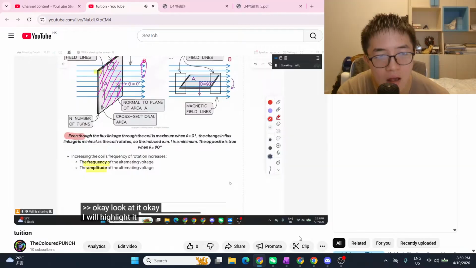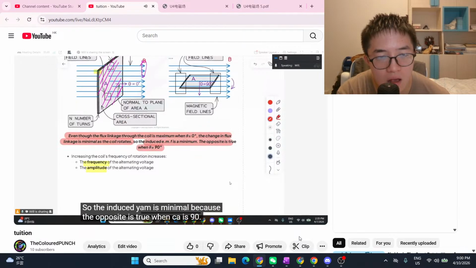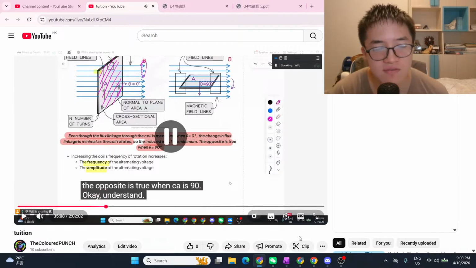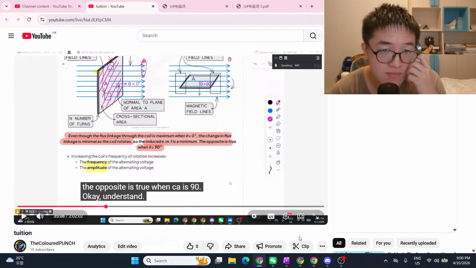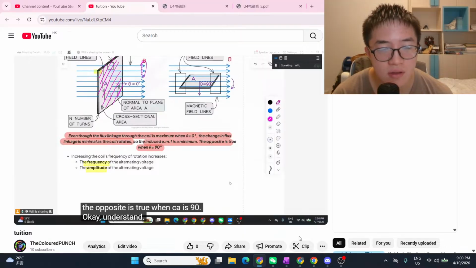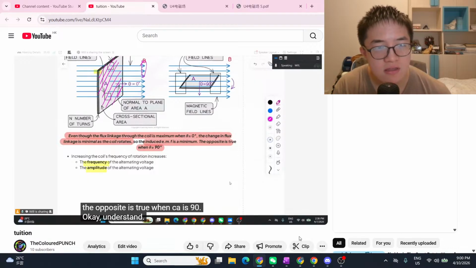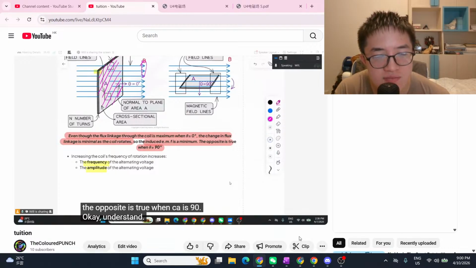Okay, I'll highlight it. Even though the flux linkage through the coil is maximum when theta is zero, the change in the flux linkage is minimal as the coil rotates, so the induced EMF is minimal, because the opposite is true when theta is 90. Understand it? Even though the flux linkage through the coil is maximum when theta equals 0, the change in flux linkage is minimal as the coil rotates. The flux linkage through this coil is maximum. The change in flux linkage is minimal.